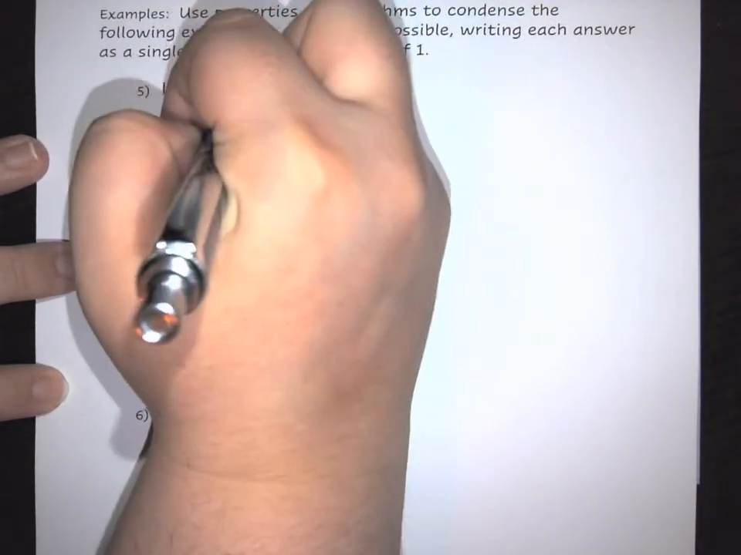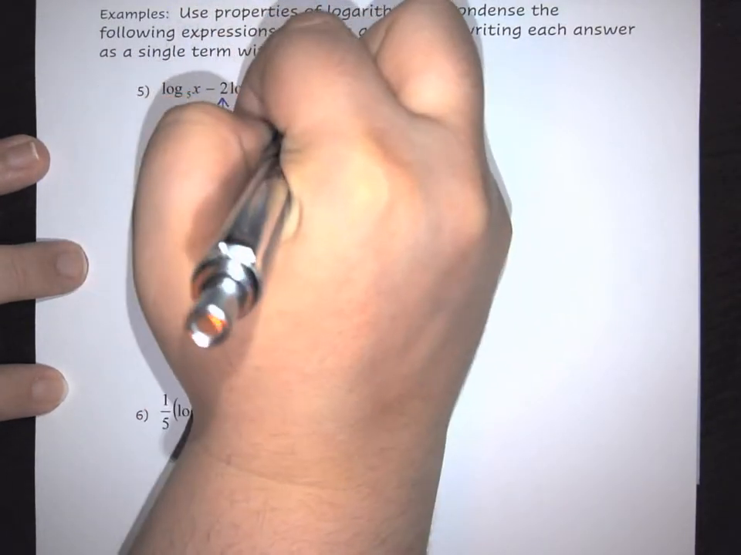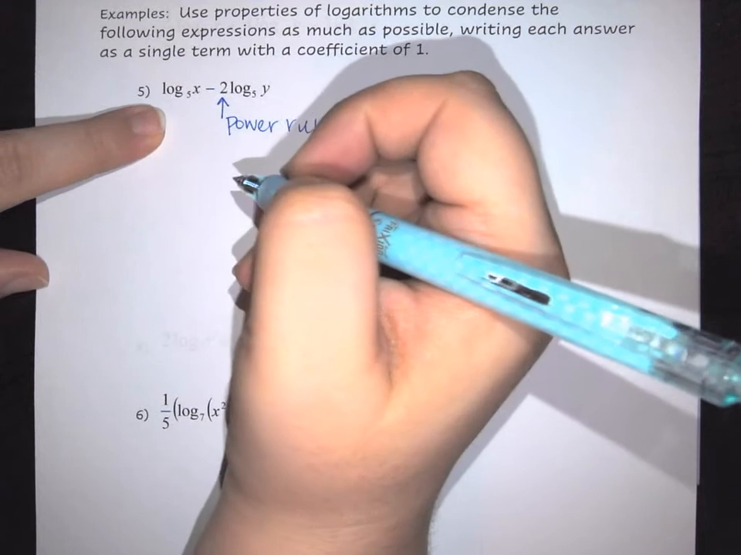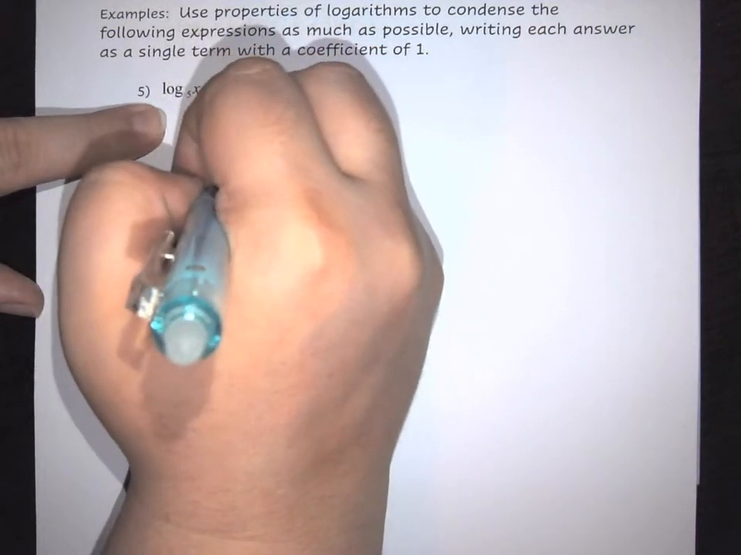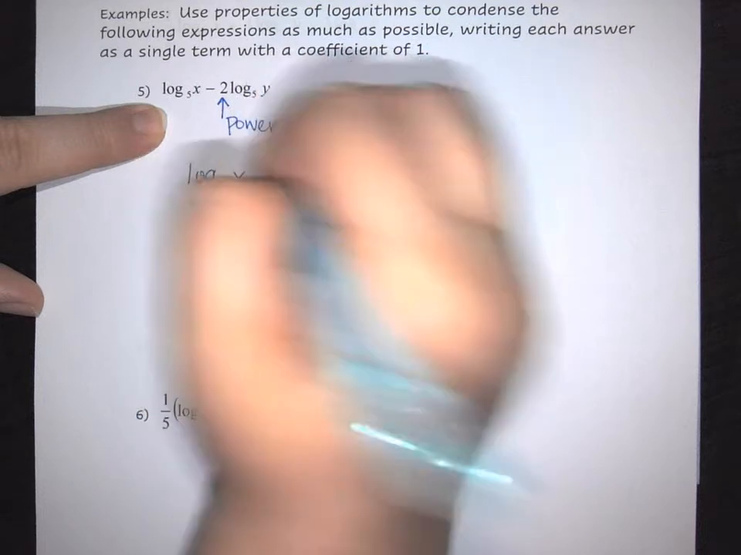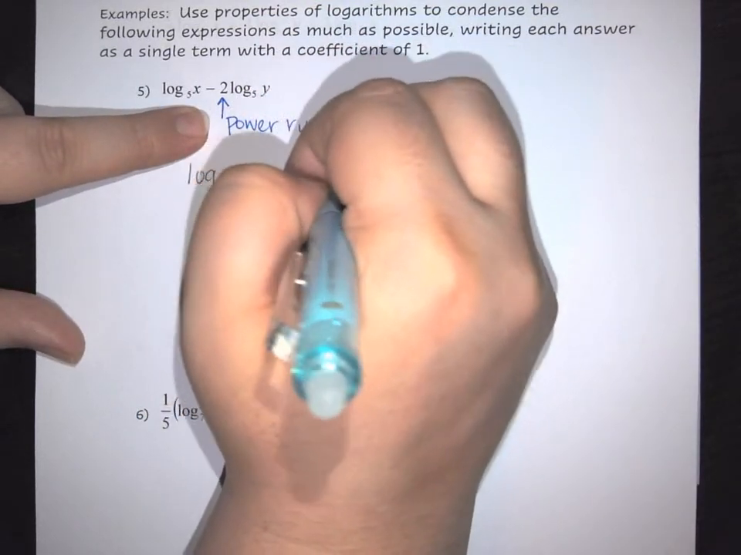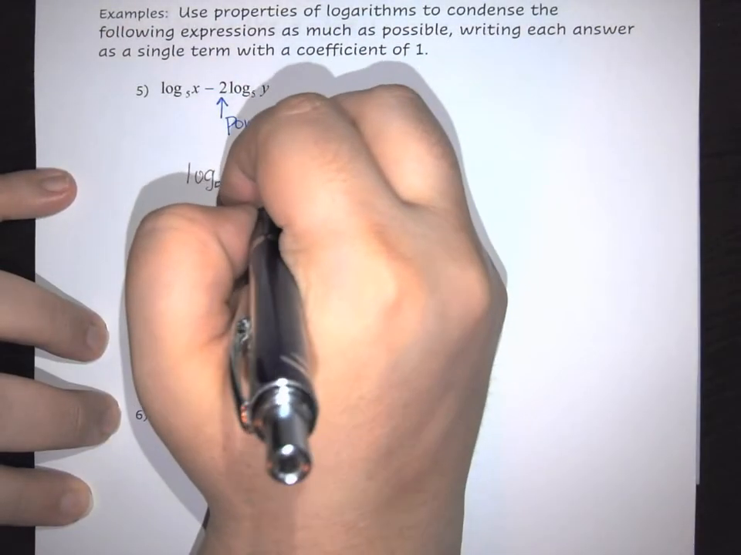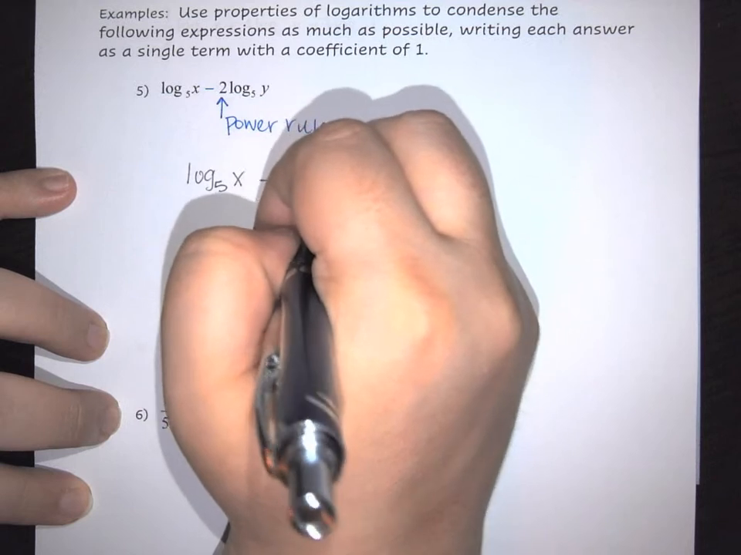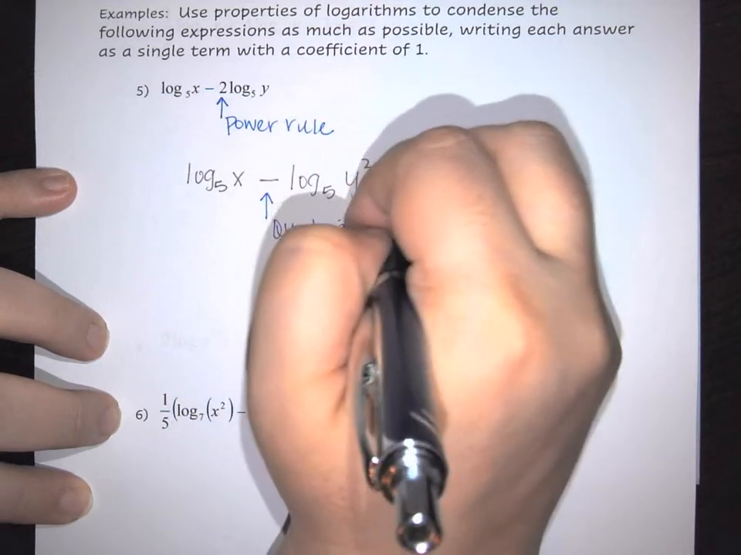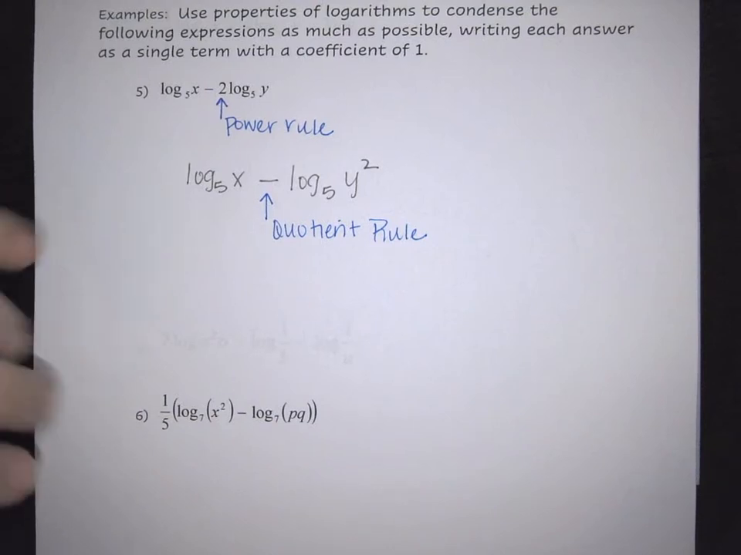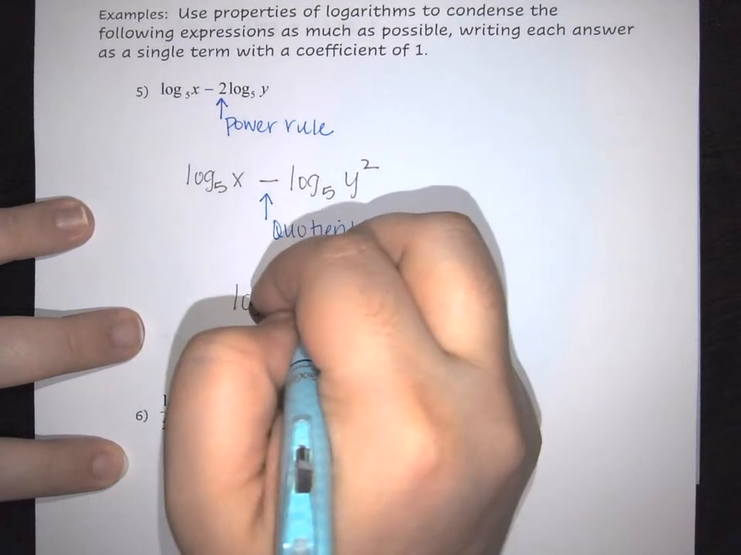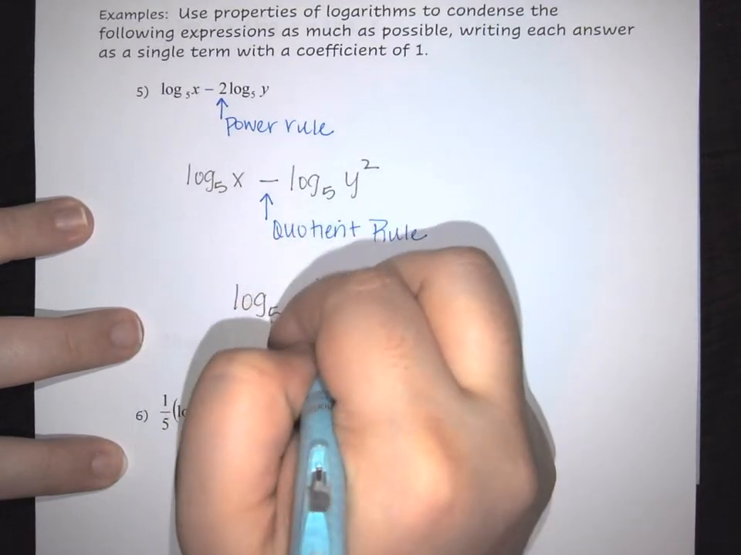that right off the bat I have a power rule. And so with that power rule, what that says is that my first term is going to be left alone. I have the log base 5 of x. I'm still subtracting, but here this is going to become the log base 5 of y squared. The very next thing that I have to do here is I have the subtraction, which is my quotient rule. And so with that quotient rule, what's going to happen is we're going to end up with log base 5, and we are going to have x over y squared.